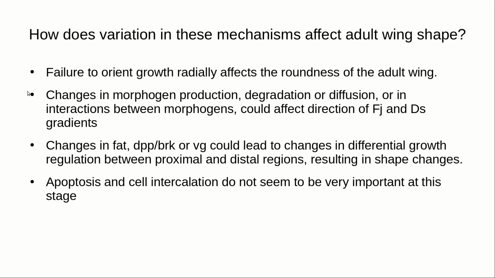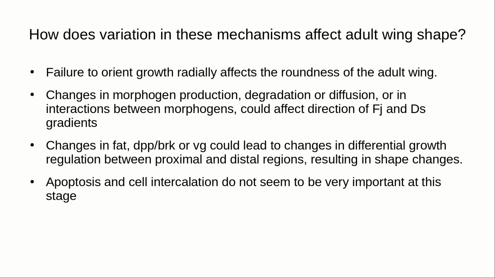And now, how do all these mechanisms influence variation in shape in the adult wing? Okay, so basically a failure to orient the growth radially, as we said, will affect the roundness of the wing, and we already showed pictures of that when this Dachsous gradient was reversed and was induced in an orthogonal direction relative to the normal gradient, and you saw how the height of the wing increased, whereas the length of the wing decreased.